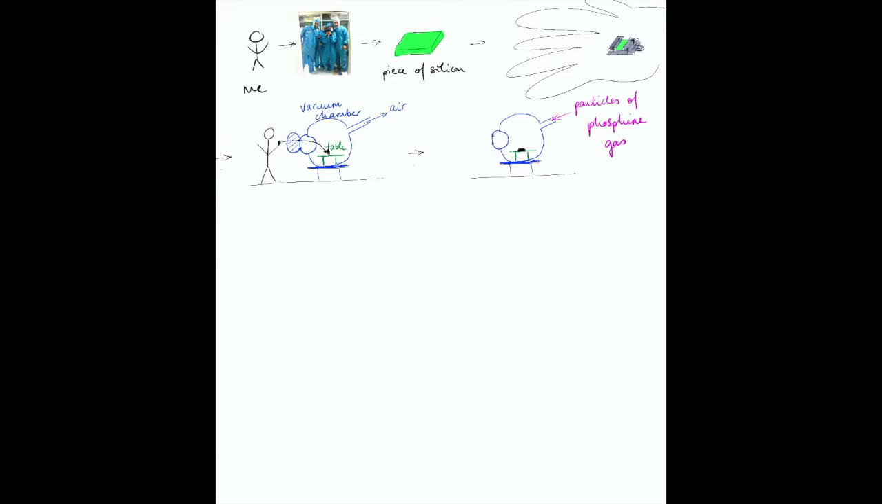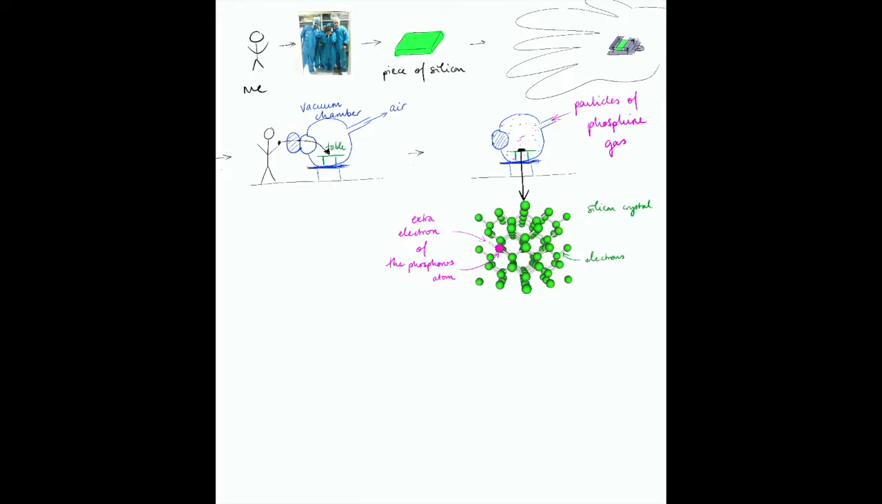A lot of protective gear is required because the quantum environment is so fragile. We take a piece of silicon and put it inside a holder which we can insert into a clean environment where we put phosphine gas. The particles land on the silicon crystal and incorporate themselves, except that they have an extra electron. The quantum bit is encoded into the state of this extra electron.